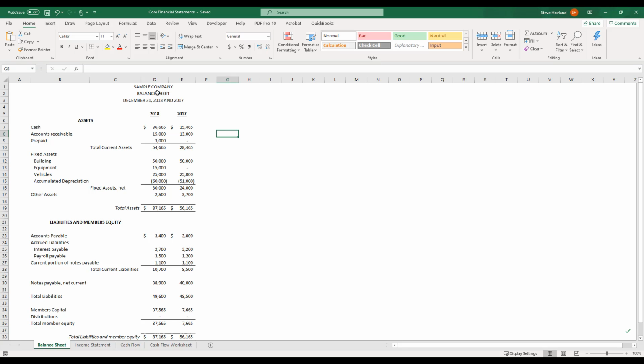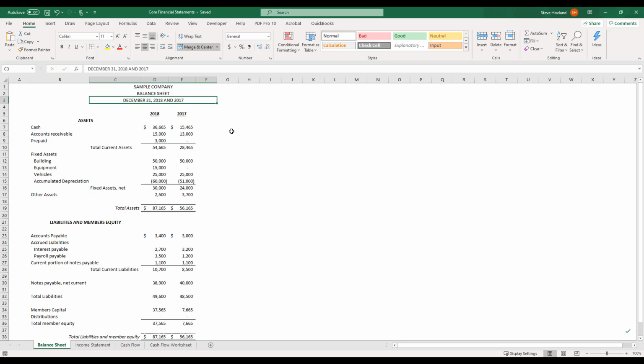So as you can see, sample company, again, put in your company name, balance sheet, and then you see December 31st, 2018 and 17. Remember, the balance sheet is a point in time. So what this header is telling us is this is the balance as of December 31st, 2018, as of December 31st, 2017. Now, when you have a balance sheet, you want to make sure you have at least 2 columns. You never want to have a balance sheet with 1 column.